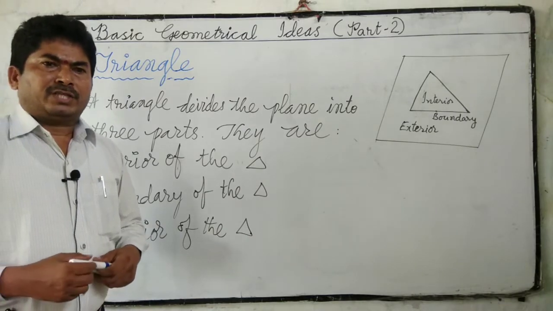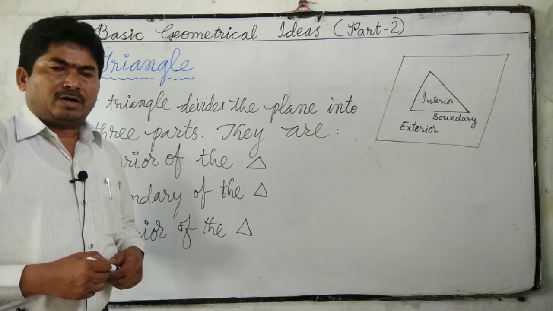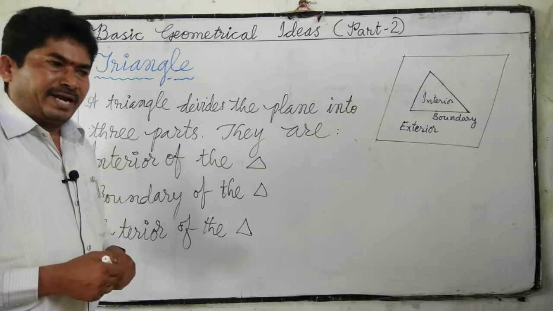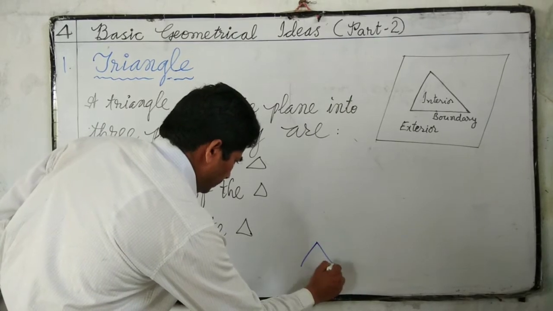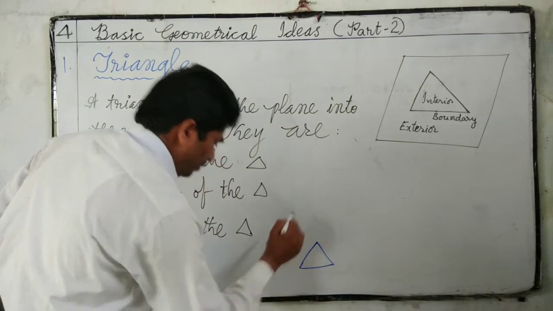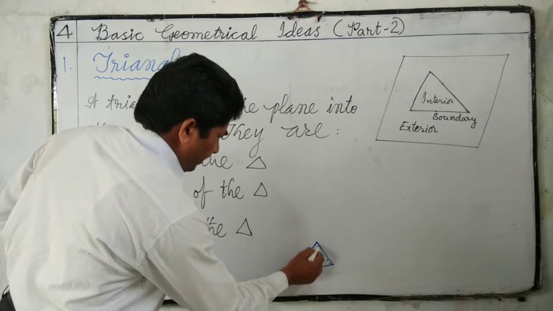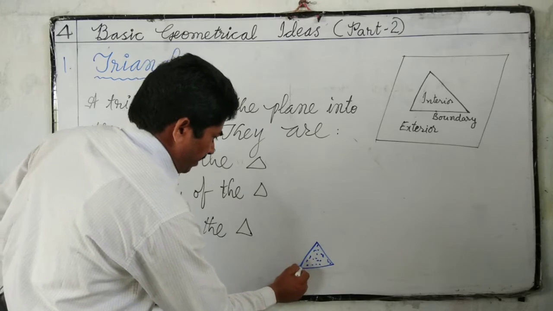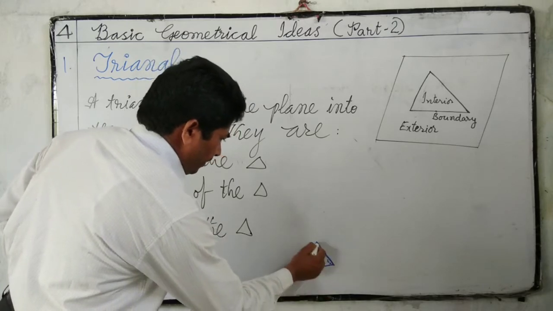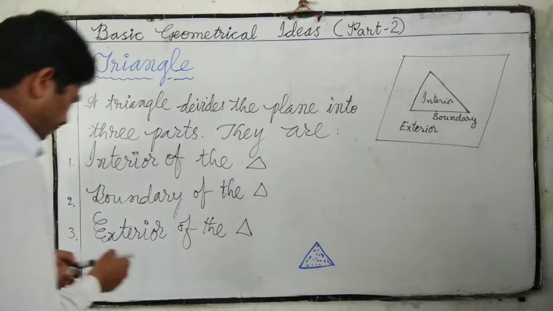A triangle with its boundary and interior is called a triangular region. This is a boundary of the triangle and this is the interior of the triangle. So boundary of the triangle and interior is called triangular region.